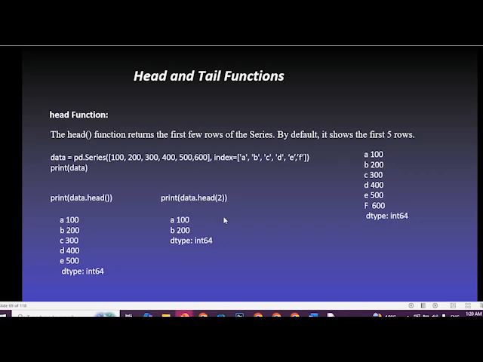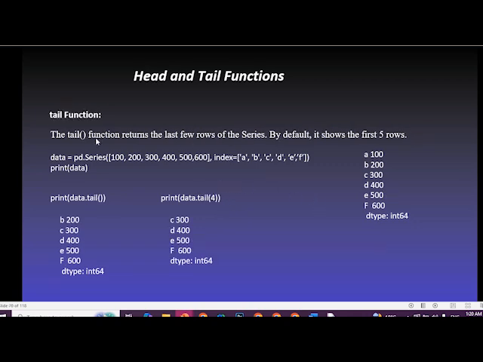This is how it works. When we pass a number, that many rows or elements from the beginning will be returned. Here it is 2, so A 100 and B 200 will be returned. You have to write the data type also, dtype int64, as it is a series. If you don't pass anything, how many rows will be returned? The first 5. 5 is the default value.